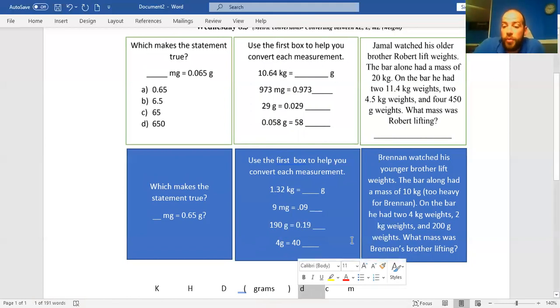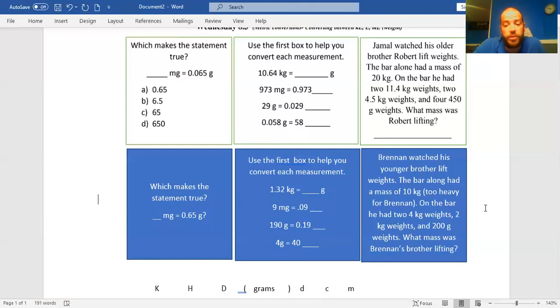Brennan watches his younger brother lift weights. The bar alone had a mass of 10 kilograms, which is way too heavy for Brennan. On the bar, he had two 4-kilogram weights, 2 kilogram weights, and 200-gram weights. Find the mass of his brother's weights.